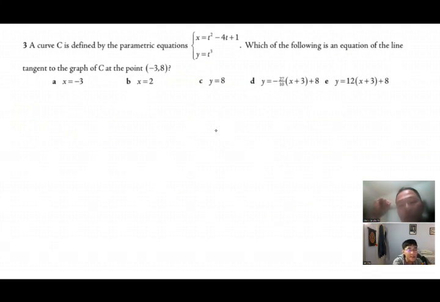A curve C is defined by the parametric equations x equals t squared minus 4t plus 1 and y equals t cubed. Which of the following is the equation of the line tangent to the graph of C at the point -3, 8?